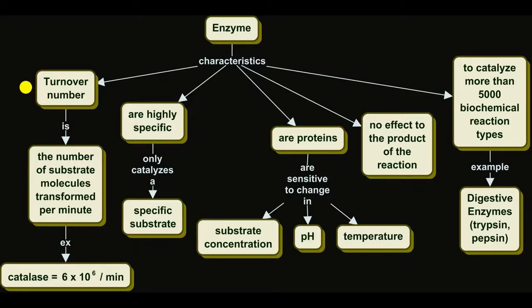What is an enzyme turnover number? The enzyme turnover number is the number of substrate molecules that can be transformed by the enzyme per minute. An example is the enzyme catalase. It can transform about 6 times 10 to the power of 6 molecules per minute.